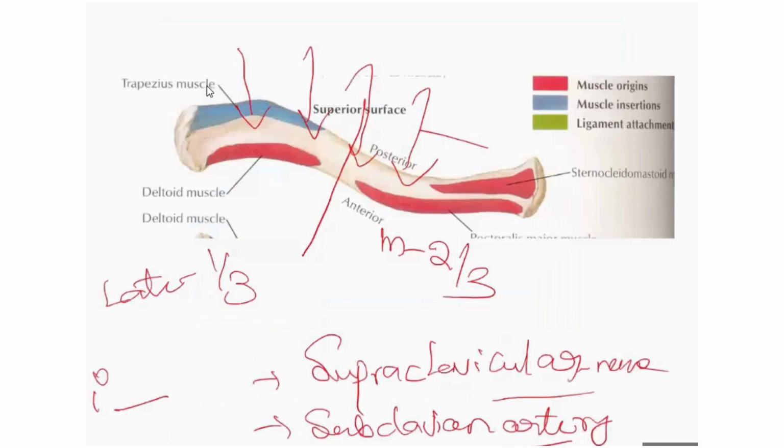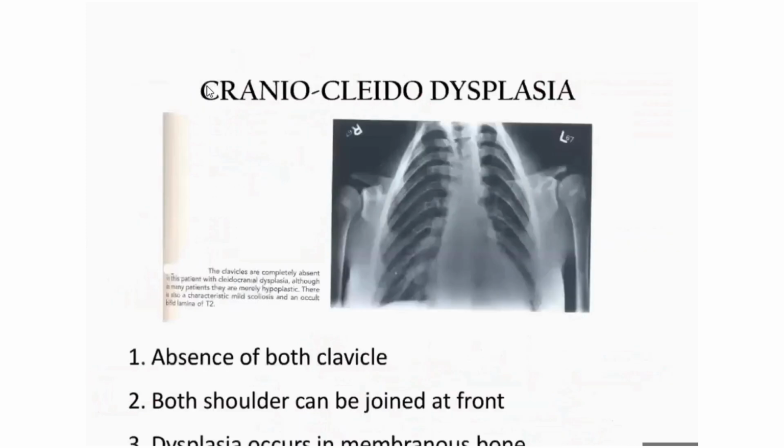And the nerve piercing the clavicle is the supraclavicular nerve, and the artery related is the subclavian artery. On the inferior surface, you can see a subclavian groove. At some time, both clavicles can be absent. You have to remember that condition, in which membranous ossification is not happening. It is a congenital anomaly called cleidocranial dysplasia.